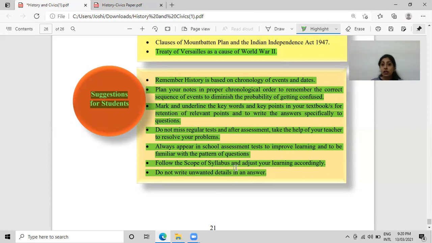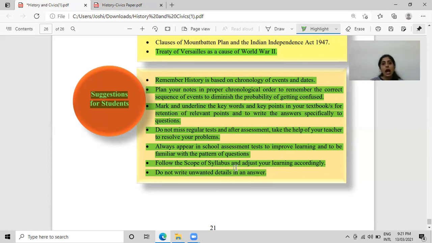We have to attempt the 80 marks theory paper. So make sure to stick and write down limited required 3 or 4 points for the long answers and 1 or 2 points for the short answers. Clear with this? So this is the end of our analysis of history civics.